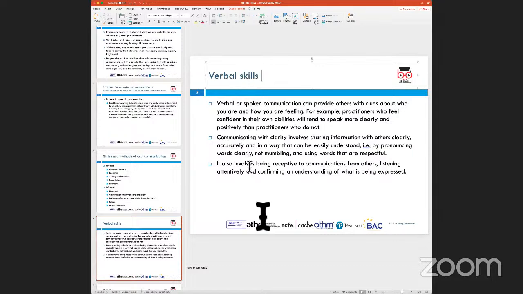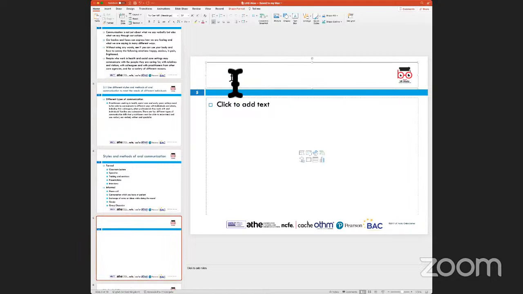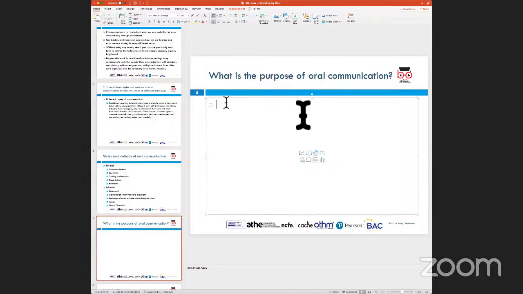So when we talk specifically about the health and social care sector, what we are looking at in particular is that when we do oral communication, we are going to be focused on certain aspects. If I put another slide in and discuss, let's look at the purpose of oral communication specifically in the health and social care sector.